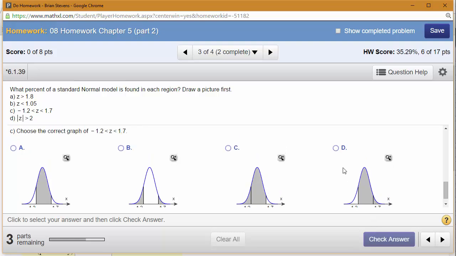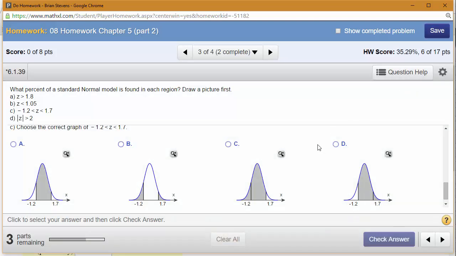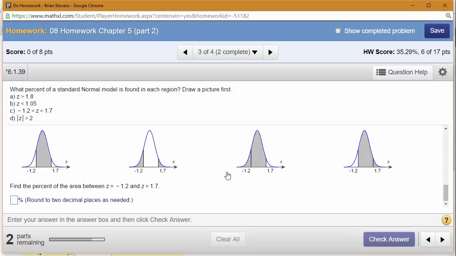Okay, for this next one, we want to go between negative 1.2 to 1.7. And sometimes you have to zoom in on these because these areas might be shaded. So it's best to zoom in if you're a little bit confused, zoom in and see what it looks like. We want to go between, so this will be the graphic here. Between negative 1.2 to 1.7. And this is going to be a much harder one to estimate because in reality, between negative 1 and 1 is 68. And between negative 2 and 2 is 95. So we're somewhere in between there.